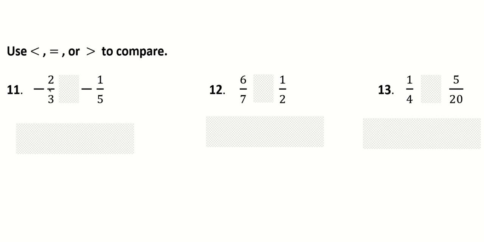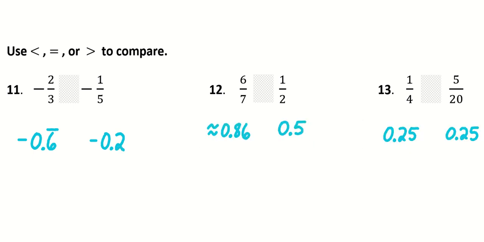So with fractions, my advice, if you need, is literally do on your calculator 2 divided by 3, because remember, fractions are literally like division problems. So if you go on your calculator and do 2 divided by 3, it'll give you the decimal. And of course, this is -0.6 repeating. And then 1 divided by 5, that's 0.2. And then it's easier to compare decimals in general.